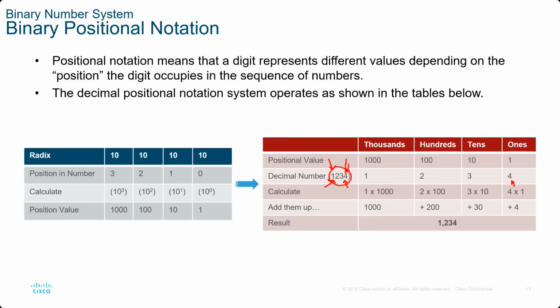So the first position has a value of 1. So you just multiply 4 with a 1, it is 4. The second position has a value of 10. So you multiply it with 10. So 3 multiplied by 10 is 30. The third position has a value of hundreds. You multiply it with 100, so its value is 200. And this one position is actually 1000, so you multiply it with 1000, it becomes 1000. And then you add them all up. 1000 plus 200 plus 30 plus 4. And that's how you say the actual value of this number is 1234.